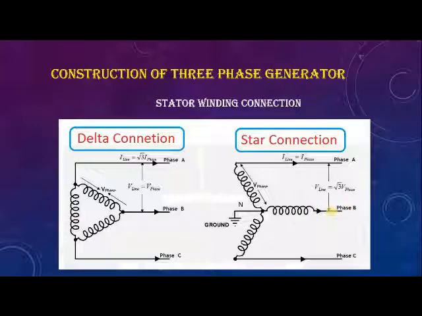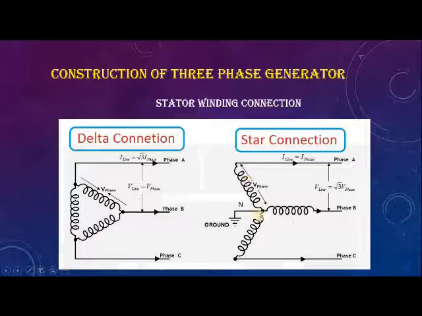So I told earlier, what is line voltage? Line voltage is the voltage measured between any two phase conductors. If you measure the voltage between phase A conductor and phase B conductor, it is line voltage. V line is the voltage measured between phase A and phase B, or between phase B and phase C, or between phase A and phase C conductor. That is line voltage.